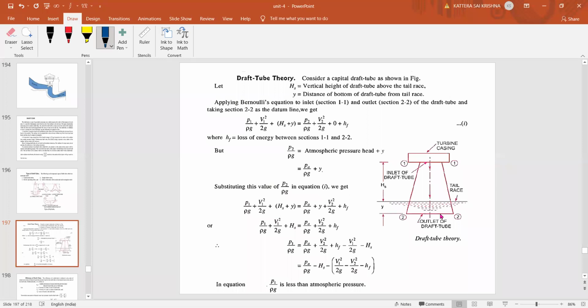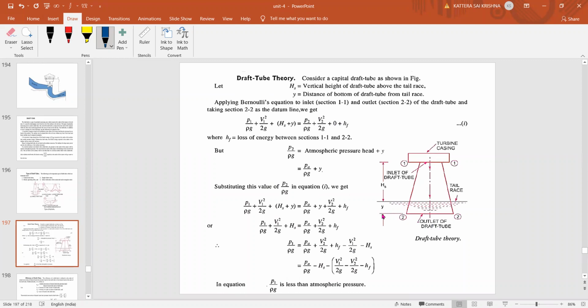So what we can do is apply Bernoulli's equation at sections 1 and 2. Already we know Bernoulli's equation, P1 by rho g plus V1 square by 2g plus Z1 at section 1 should be equated to P2 by rho g plus V2 square by 2g plus Z2. And if any losses are there, frictional losses or something, we need to add HF, right? So the general form is P1 by rho g plus V1 square by 2g plus Z1 equals P2 by rho g plus V2 square by 2g plus Z2 plus losses HF, right?